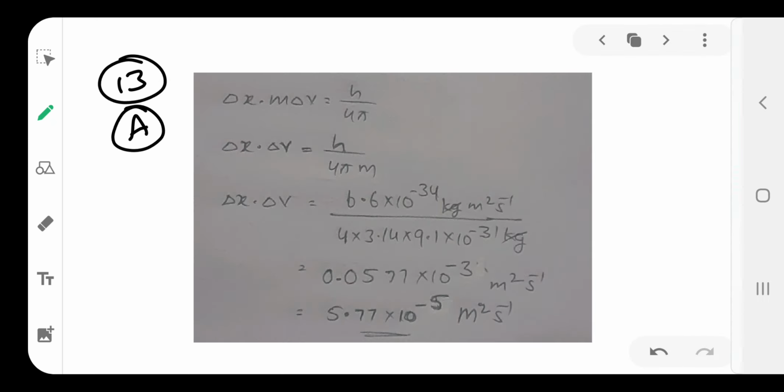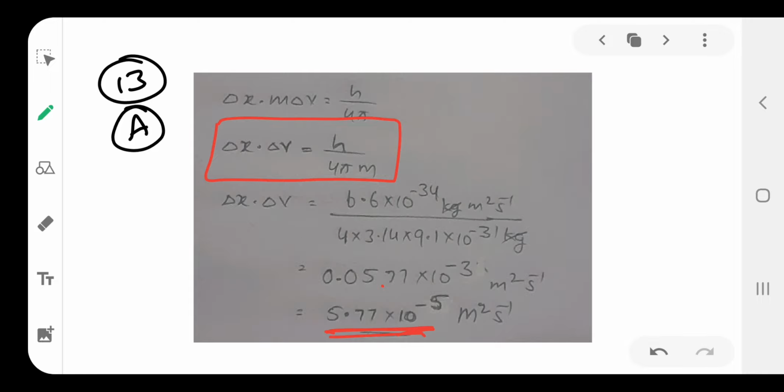Delta x into delta v is equal to h by 4 pi m. Then h value is 6.6 × 10 power minus 34 kilogram meter square second inverse, pi value 3.14, and mass of electron 9.1 × 10 power minus 31 kilogram. Calculating the total value, we get 0.0577 into 10 power 3 meter square second inverse. Changing it by 2 digits, we get 5.77 into 10 power 5 meter square second inverse.